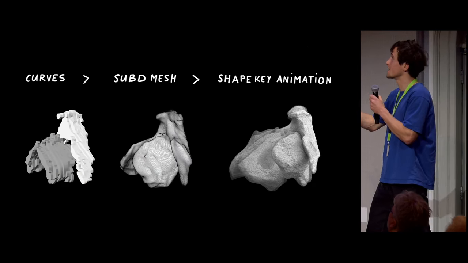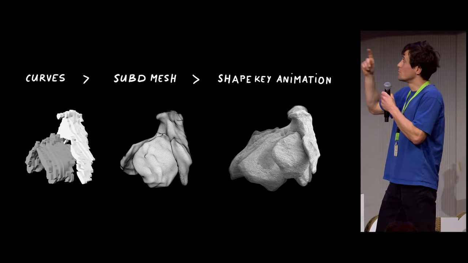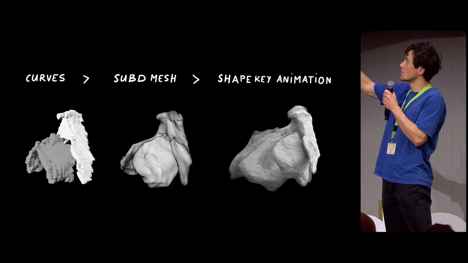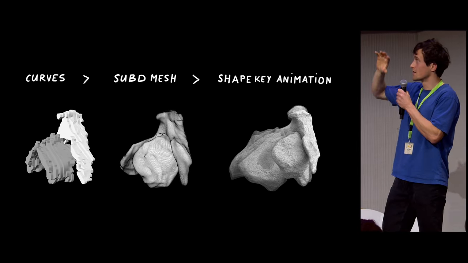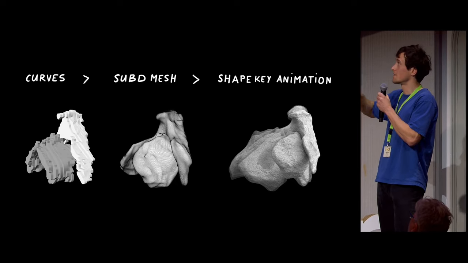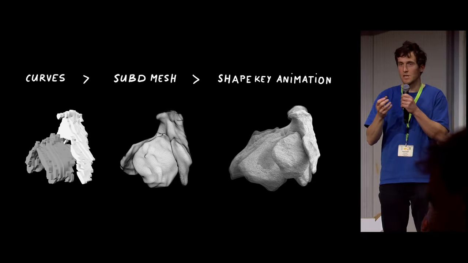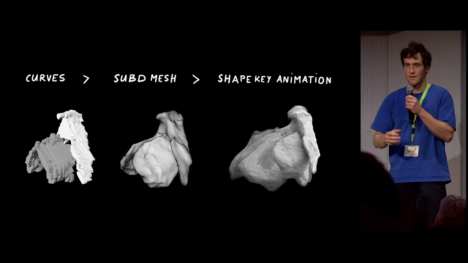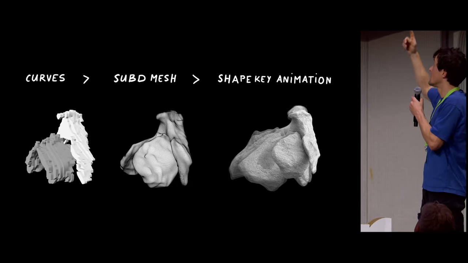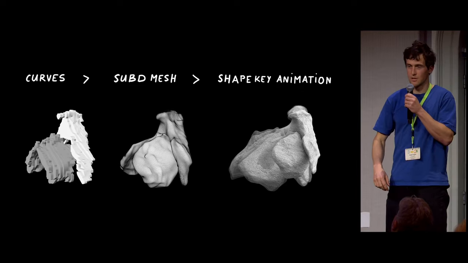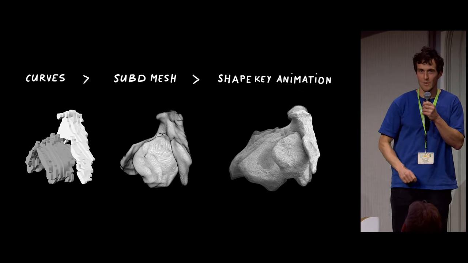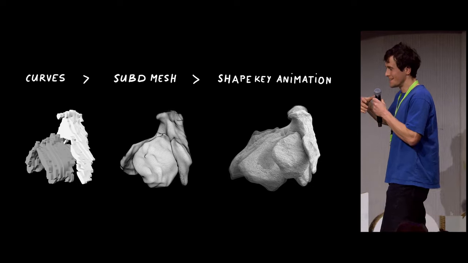We then go to the next slide, where at the moment, we are using the TIFF images. We vectorize the TIFF images, and in the curves in Blender, we shrink wrap a sub-D mesh. The sub-D mesh is specific for each patient, and therefore, we can then create a shape key animation. This is how it's done at the moment, but that's not why we are here.